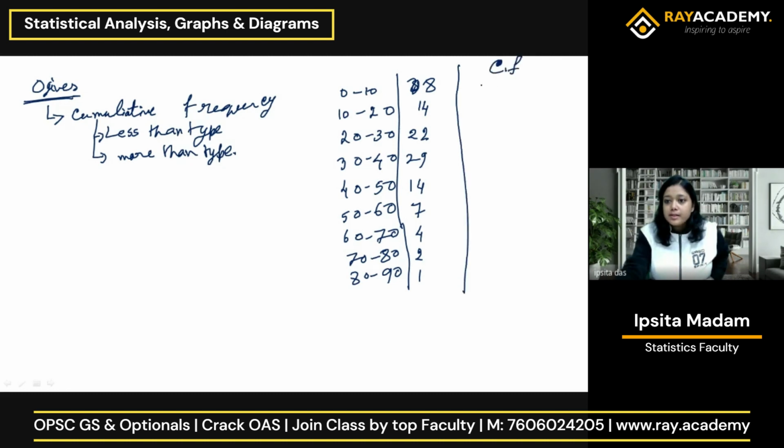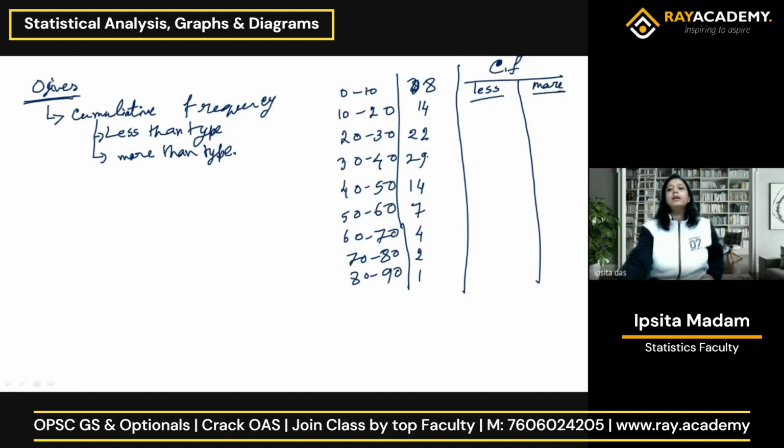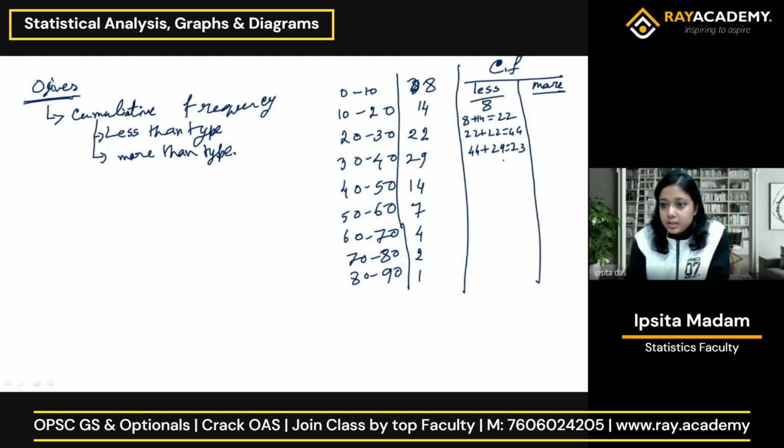In short, you take CF, less than type and more than type. For less than type, how can we calculate the cumulative frequency? For the first frequency, you just write 8. Then cumulatively you add: 8 plus 14, 22. 22 plus 22, 44. 44 plus 29, 73. 73 plus 14, 87.